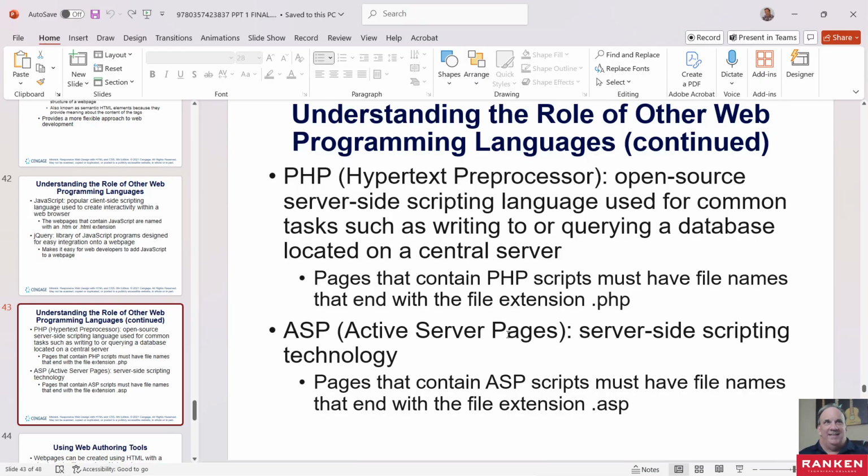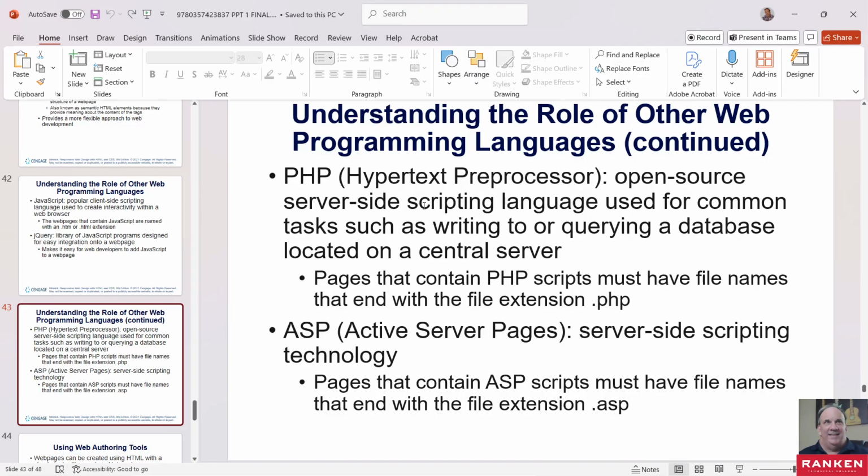Understanding the role of other web technologies. PHP kind of was one of the original programming languages for the web. And it's still used quite a bit. I never did much with PHP myself, but I have used it a little bit. Basically, it's something that I had to take over, but for the most part, there's other options as well. But PHP is called Hypertext Preprocessor.